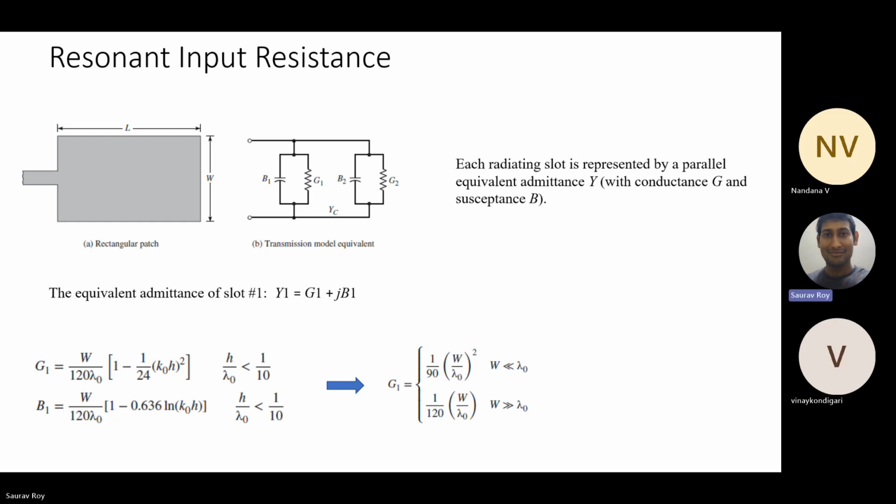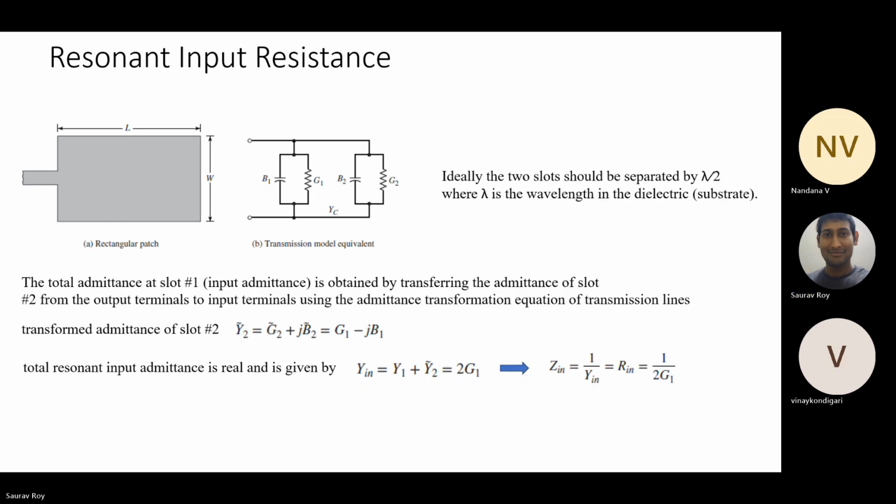So now let's see how we can calculate the actual input resistance. Input resistance is calculated at which point? Where the feed connects to the antenna, right? That means radiating slot 1. Radiating slot 1 is the left side and radiating slot 2 is on the right side. But we need the input resistance on the left side. So now you see what it's saying.